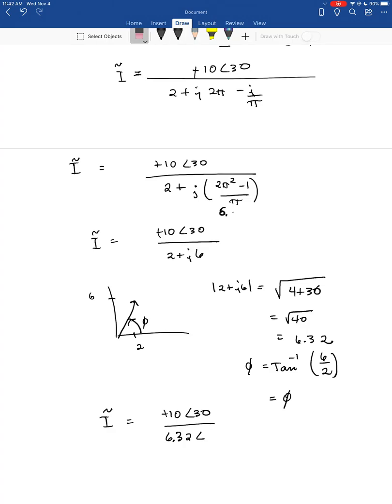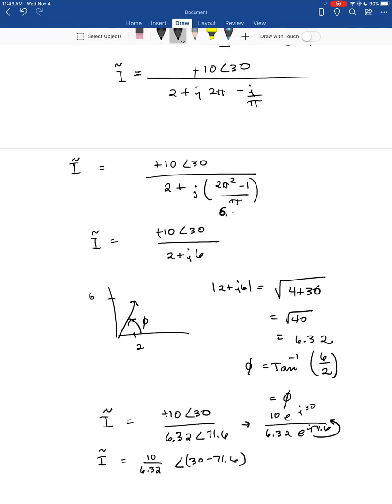All right, 71.6 degrees. So let me fill that in with 71.6. Okay, now remember, this is like e to the j 30 times 10 over 6.32 e to the j 71.6. And so following rules of exponential functions, you can move this one up to the numerator and make the angle negative. So we'll leave it in phasor form. It's going to be 10 over 6.32 angle 30 minus 71.6.